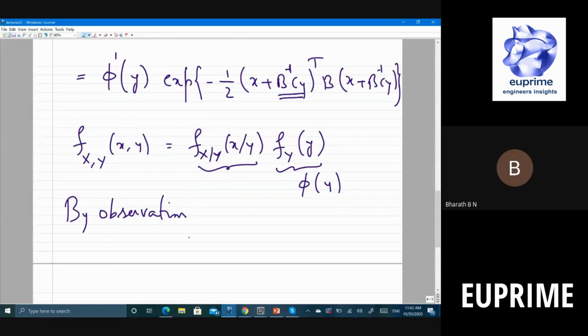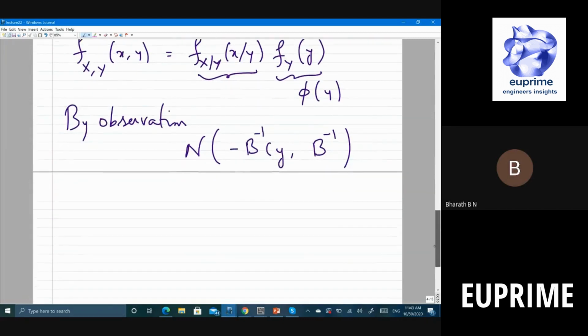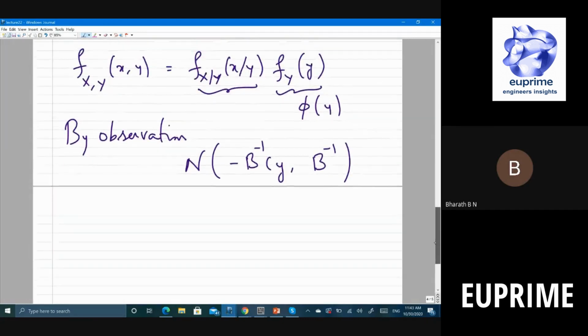So the mean is minus B inverse Cy, sorry, Cy is the mean. What will be the covariance? Covariance is B inverse. Because x minus mu whole transpose K inverse times x minus mu is the exponent of a Gaussian random vector with mean vector mu and covariance K. So by that observation, I can write the conditional density as Gaussian with this mean and covariance. So it's mostly algebra. That's what you end up doing.